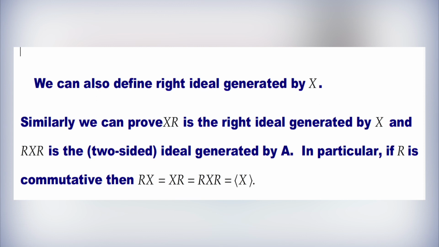We can also define the right ideal generated by X. Similarly, we can prove XR is the right ideal generated by X and RXR is the two-sided ideal generated by X.